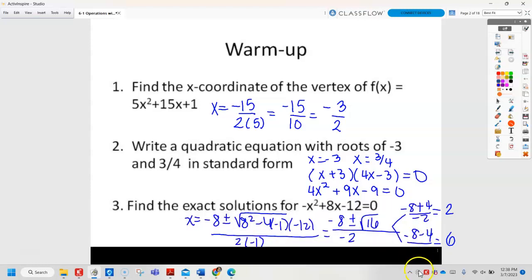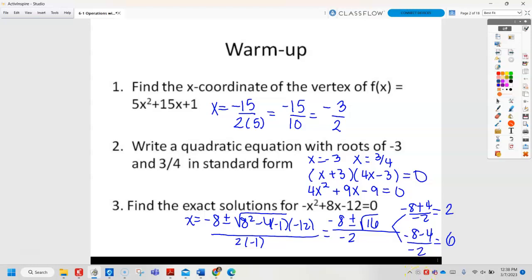And then to get the exact values, I chose to do quadratic formula. You could have also completed the square. Could have also factored because they ended up being rational roots. So because those values were real rationals, you could have also factored.